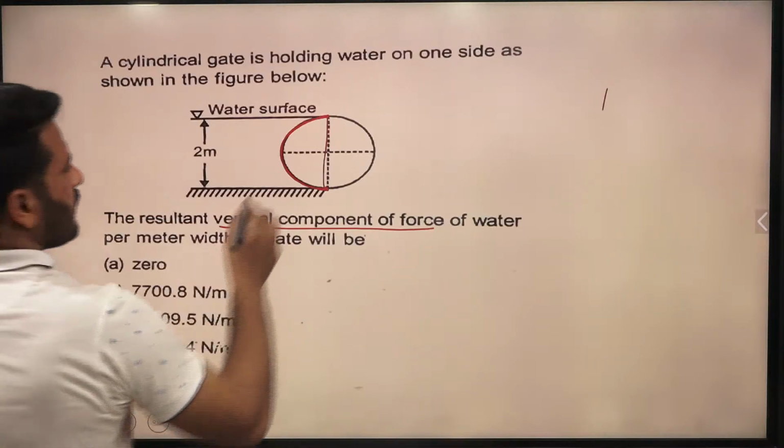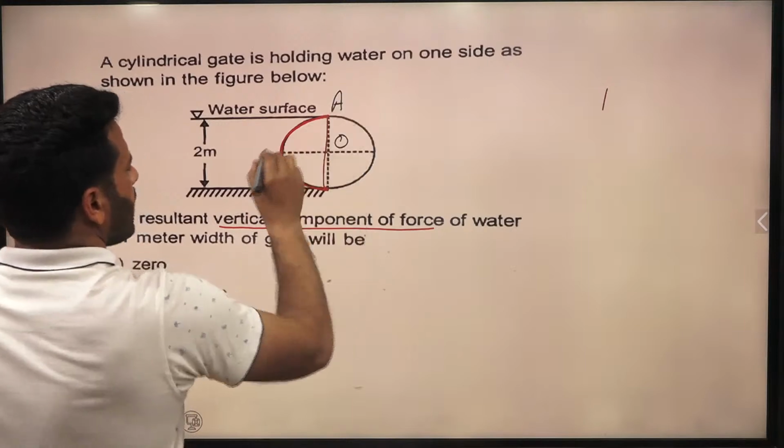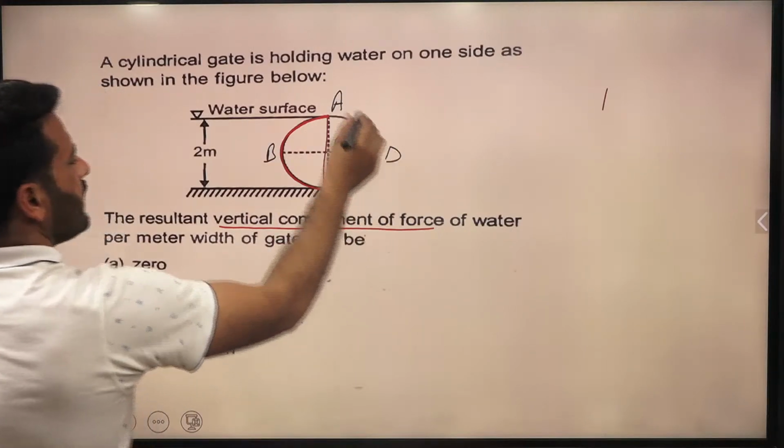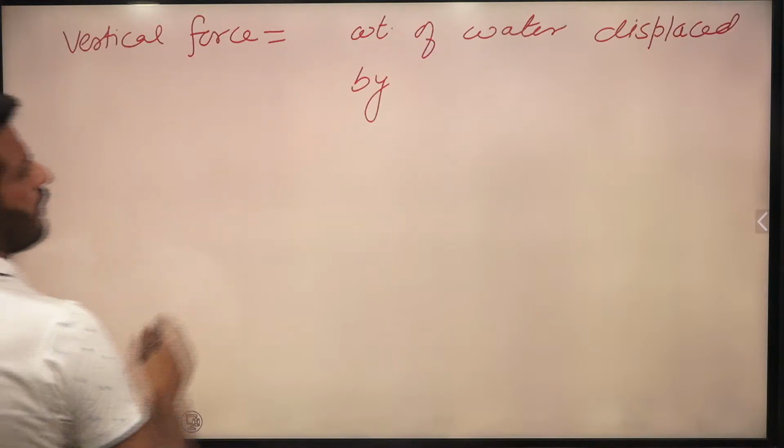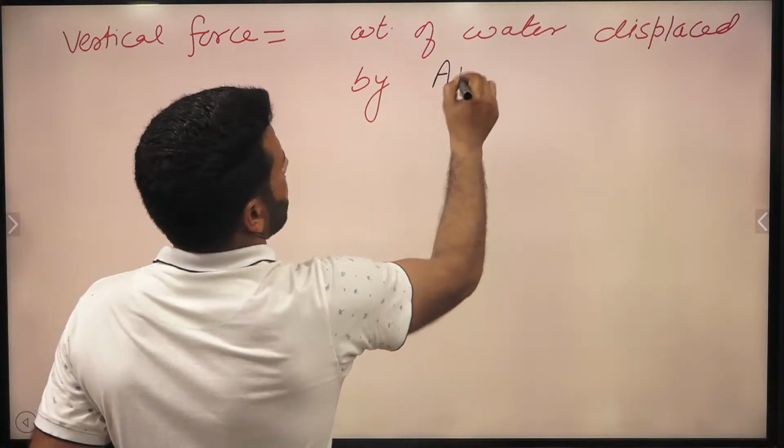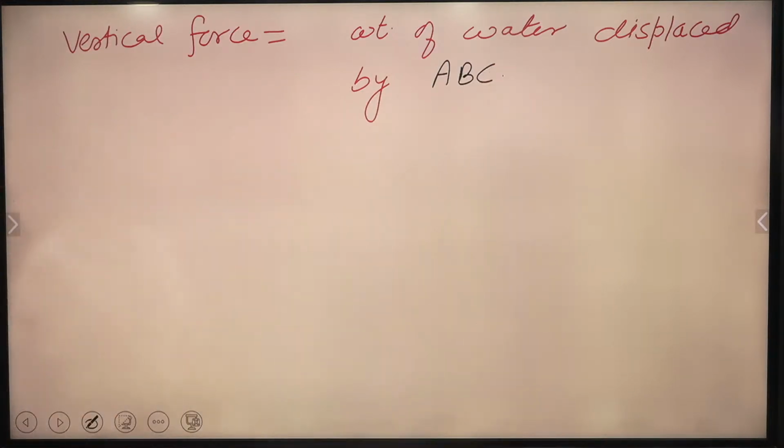So let's give names to them. Let this be O, and let the points be A, B, C, D. So A, B, C. Let it be A, B, C. So weight of water displaced by A, B, C. So just calculate the weight of water displaced by the ABC and you will get the answer here.